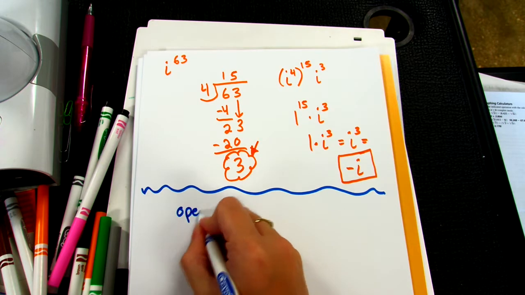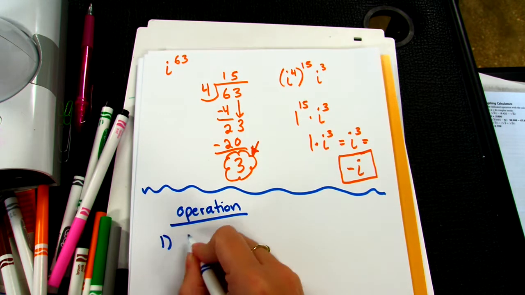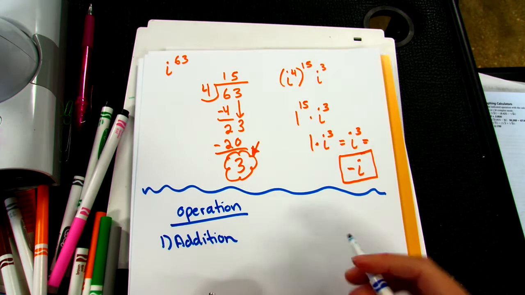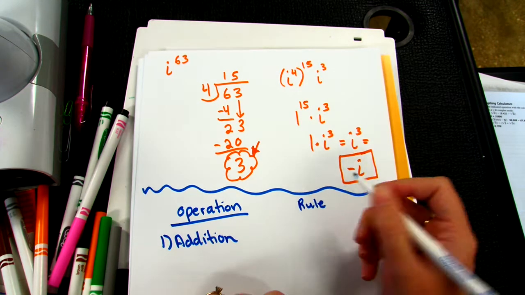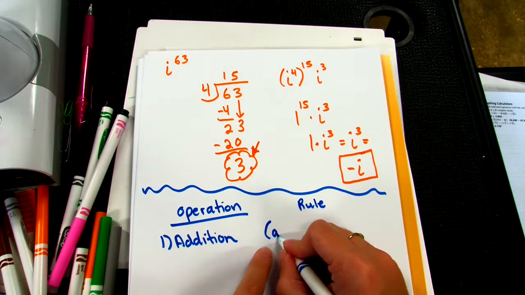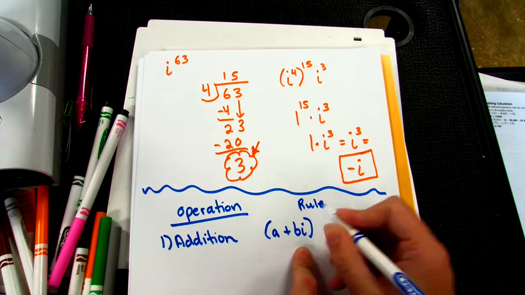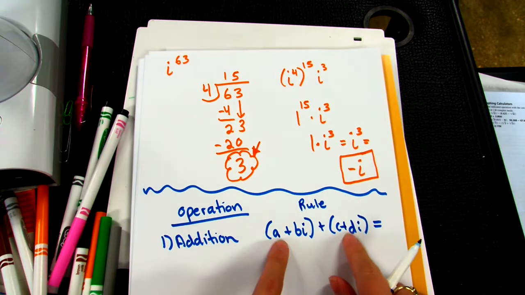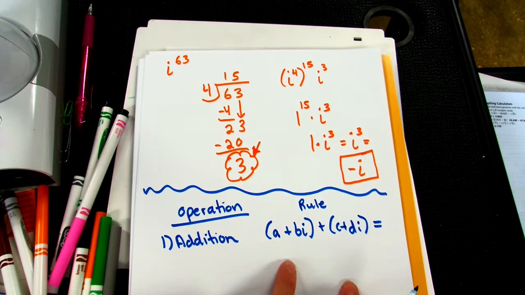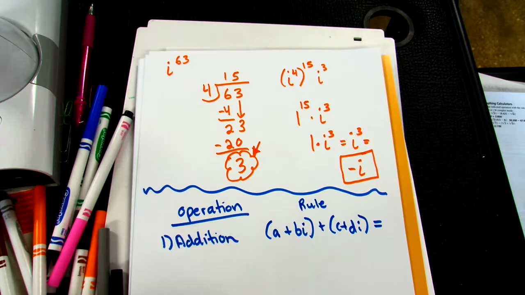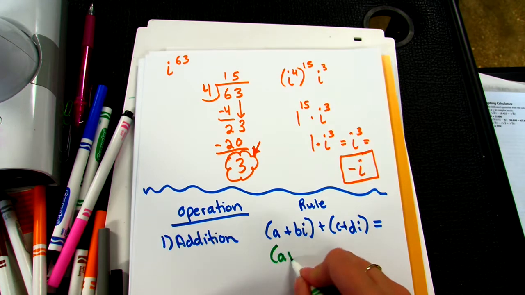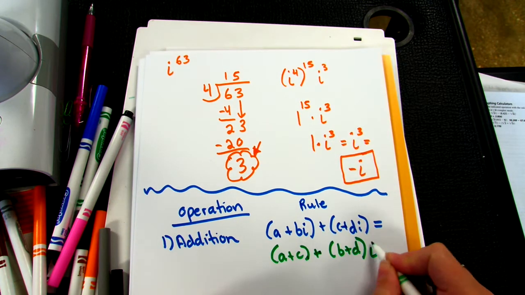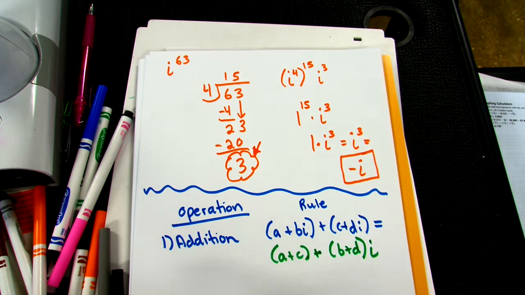So let's say the operation is addition. You're going to add 2 complex numbers together, okay? Well, the rule will say this. a plus bi, that's one complex number, plus c plus di. That's the problem that you have. You have to add those 2 complex numbers together. Now, this is the formula that you're going to use. You're going to use the formula (a plus c) plus (b plus d) in parentheses i. That's your formula for addition.